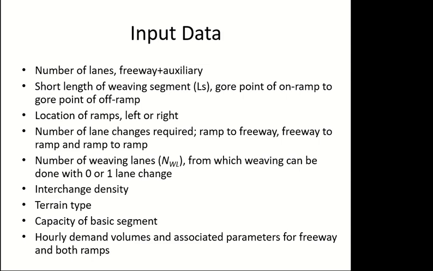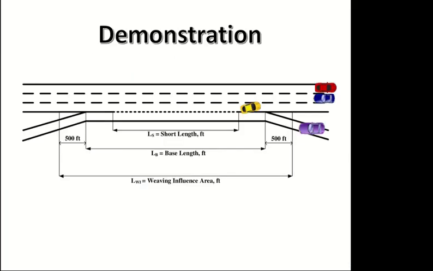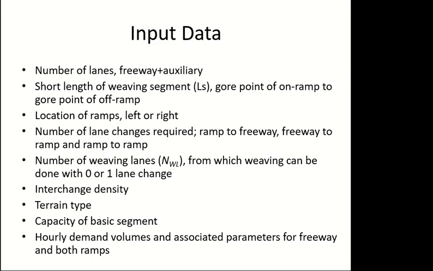So the input data which we need is the number of lanes including the auxiliary lane, and the distance between the two ramps, which is called the short length, and it is from gore point to gore point. What is the gore point? I told you earlier as well. This one is called a gore point, the meeting of the ramp with the freeway. So distance is measured from the gore point to the gore point.